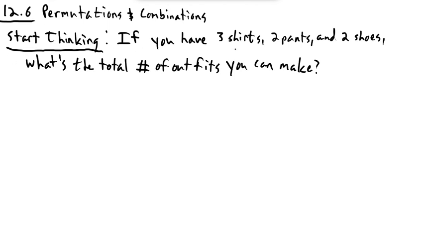Now if you had 3 shirts, 2 sets of pants, and 2 pairs of shoes, what's the total number of outfits you can make? So let's think about this. Let's say you have a red shirt, a blue shirt, and a yellow shirt. Let's say you have a pair of jeans and a pair of khakis, as well as a pair of sneakers and a pair of high tops. So we have 3 shirts, 2 pants, and 2 shoes.